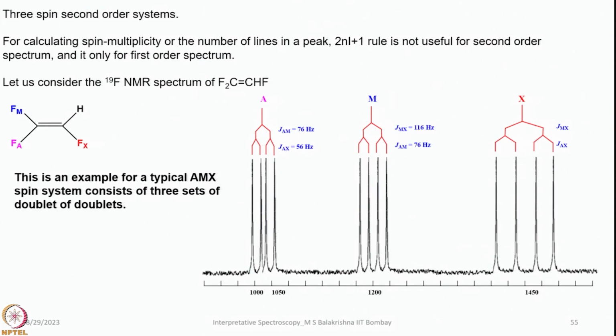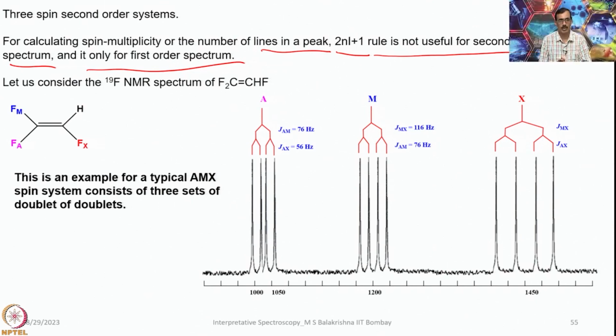For calculating spin multiplicity, or the number of lines in a peak, the 2nI plus 1 rule is not useful for a second order spectrum and is only for the first order spectrum. Using the 2nI plus 1 rule, where n is the number of identical or equivalent nuclei and I is the nuclear spin, this holds good along with the corresponding Pascal triangle only in the case of a first order spectrum, but in a second order spectrum we cannot use this rule at all.